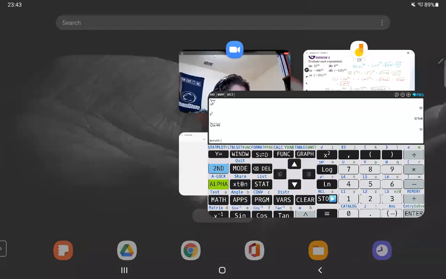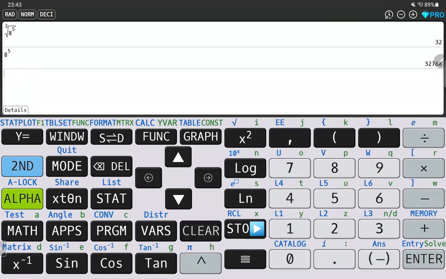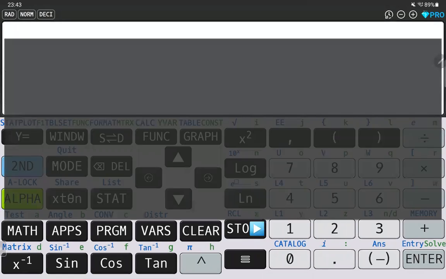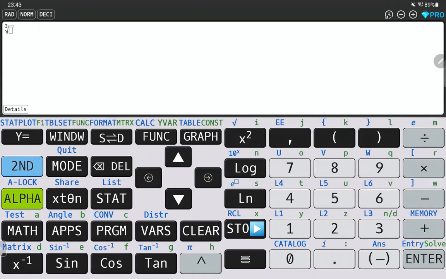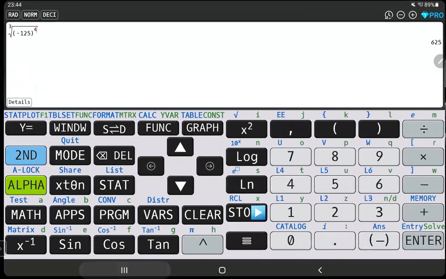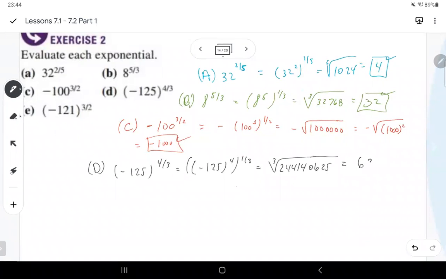So, clear all this. We need the cubed root of negative 125 to the 4th power, and we get 625. So you guys really need to use your calculators on this test. It will save you a lot of time.